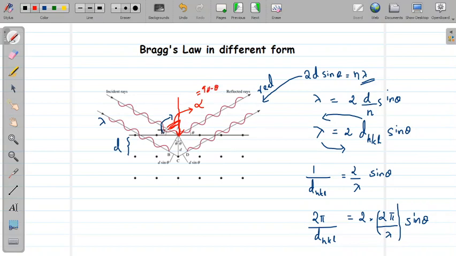Theta is the angle between the incident X-ray and the plane of the crystal in the real lattice. So if we are constructing G vectors, they are actually perpendicular to the planes. So the angle between the G vector and the direction of the incident X-ray is alpha, which is equal to 90 minus theta.